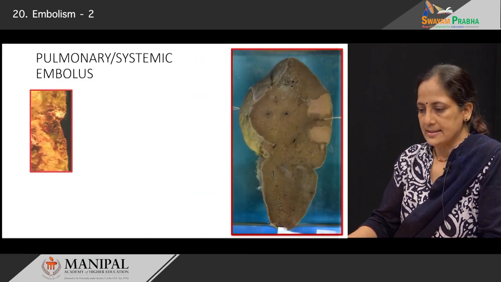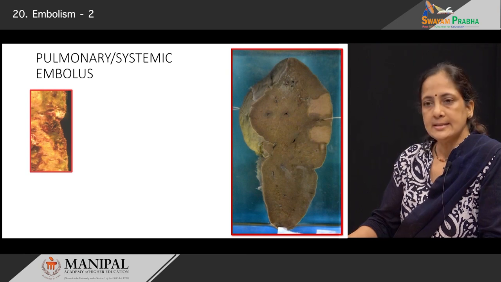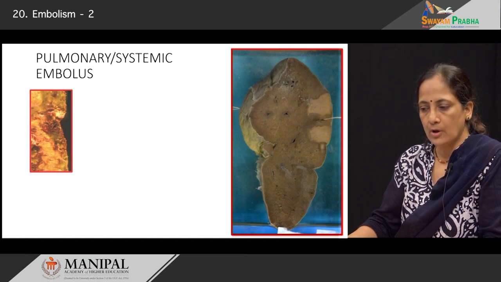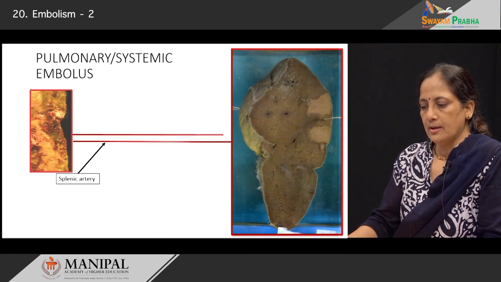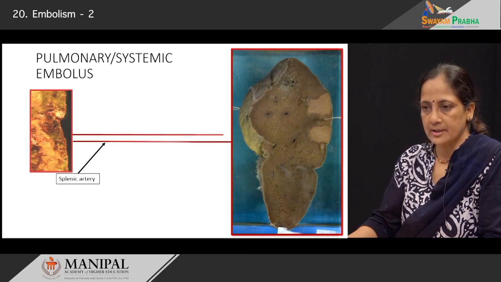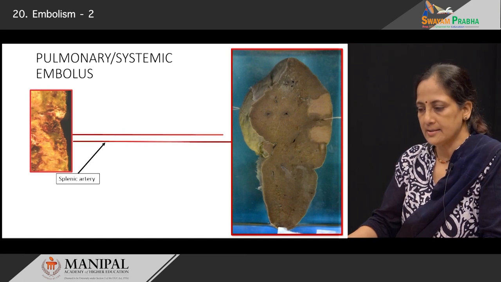Let us now look at this example here. We can see that there is a lot of atherosclerotic plaques with superimposed thrombi in the wall of the vessel shown on the left. Let us imagine that these plaques get dislodged and are carried by the vessel to the supplying organ. For example, here the splenic artery supplying the spleen.